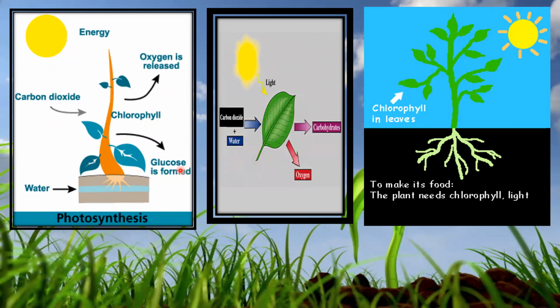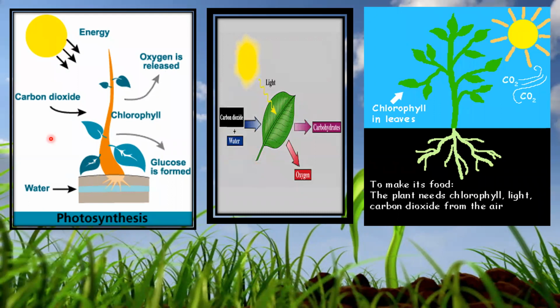So here the plants, they take carbon dioxide from the air, energy from the sunlight, and water from the roots, absorbed by the roots. And chlorophyll is present in the leaves. They make the food, and the process is called photosynthesis.